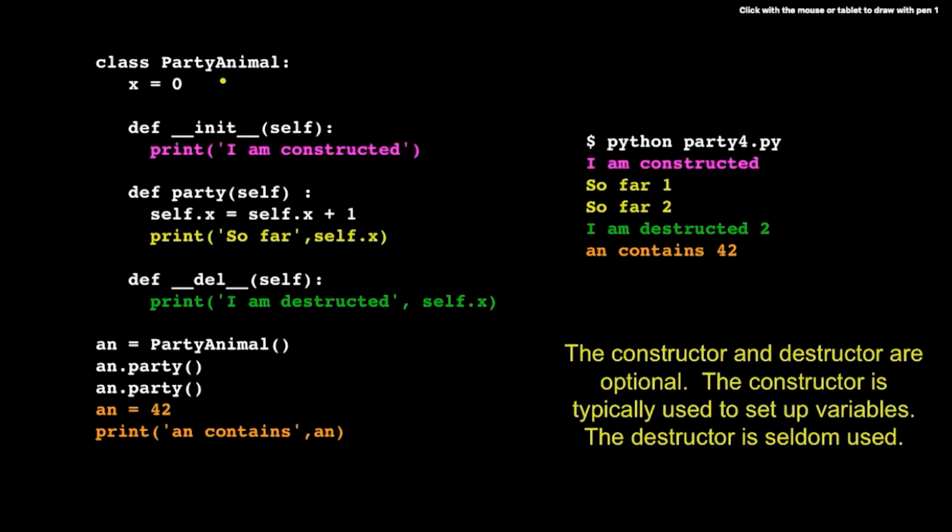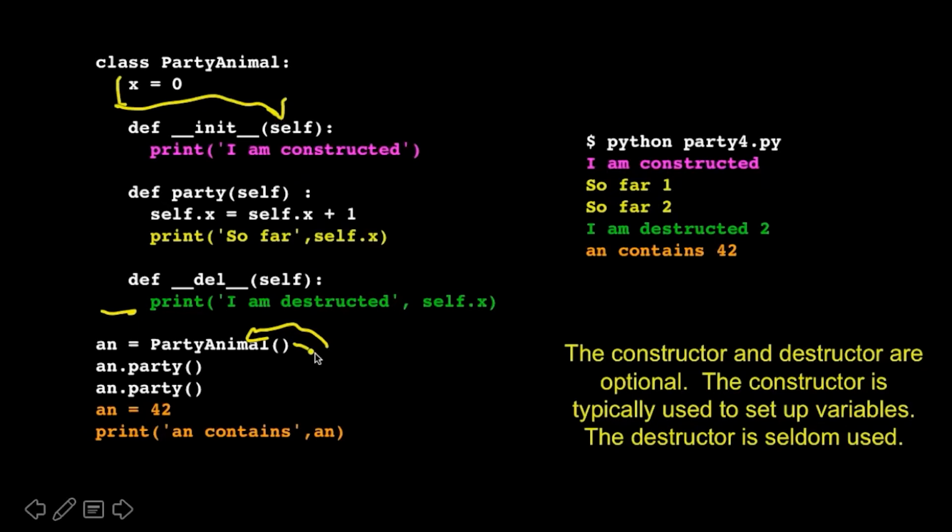So let's go ahead and run this. Again, this doesn't really do any code up to here. That just defines party animal, but this is the constructing of it. Basically that creates these variables, and then it also runs the constructor. In this case, this line right here is causing the I am constructed message to come out. Then we do an.party, and that says 1 and 2.